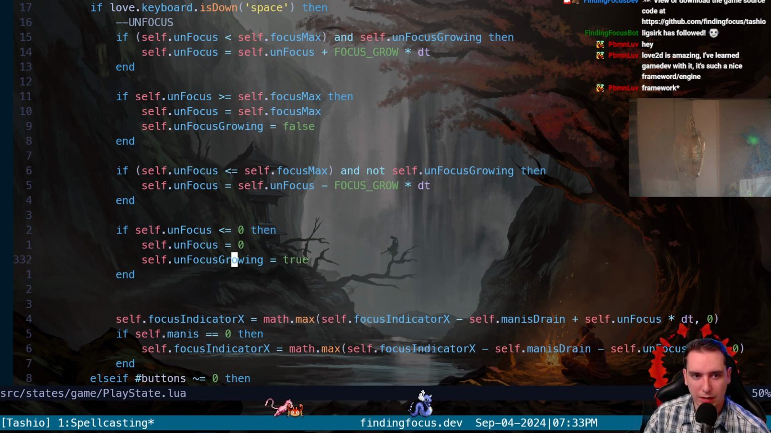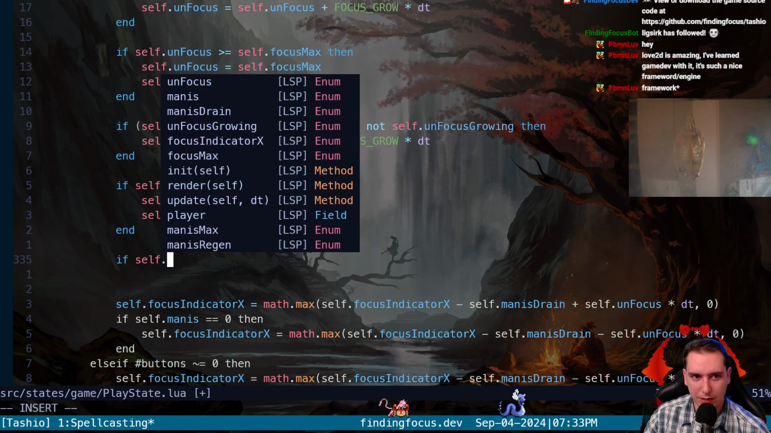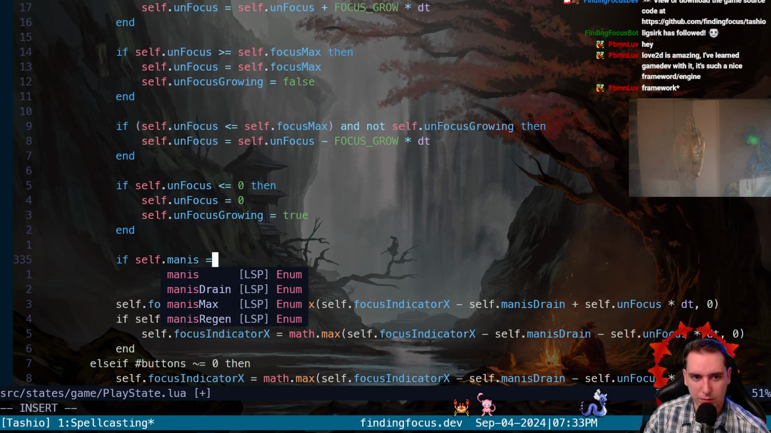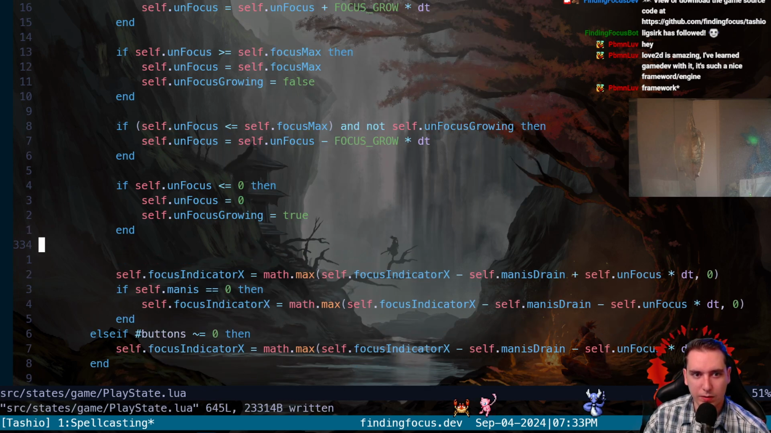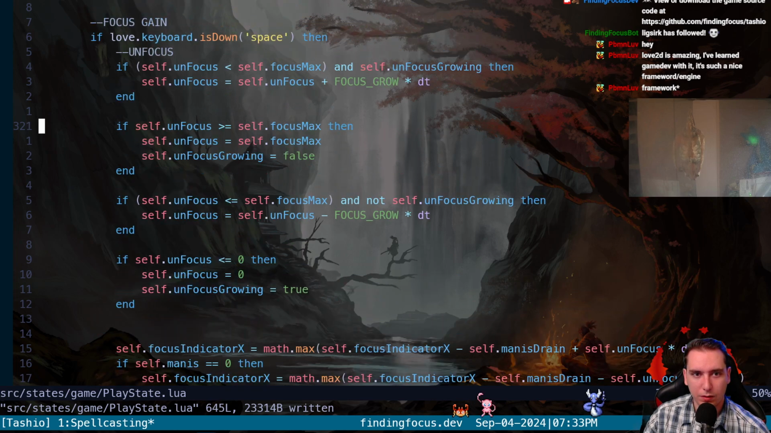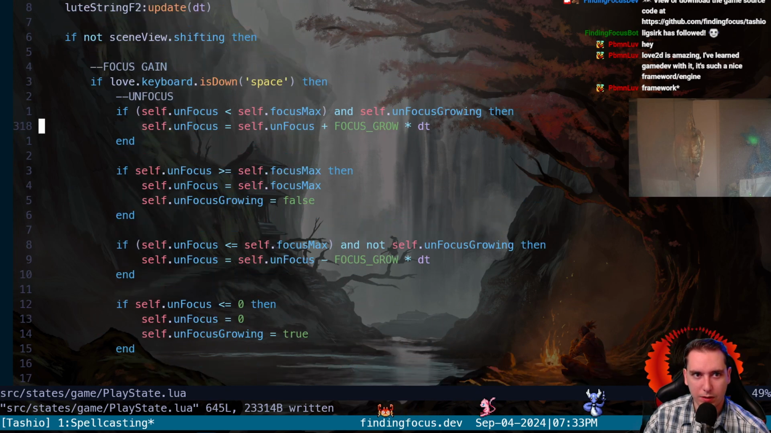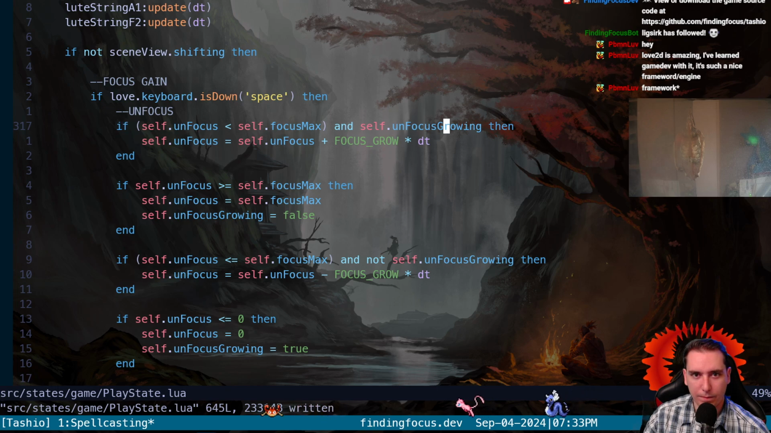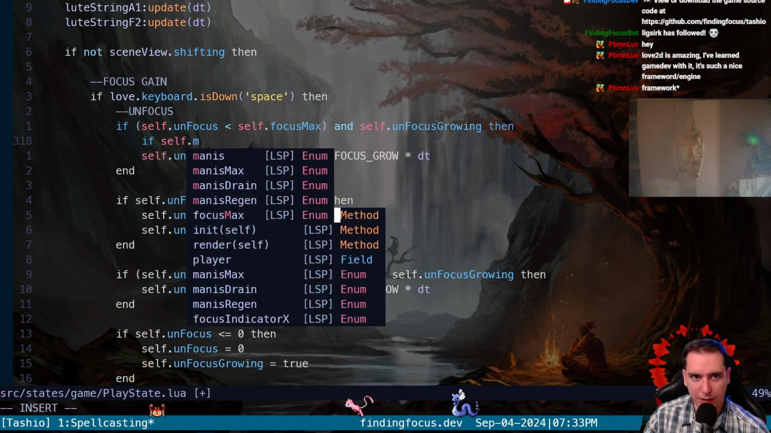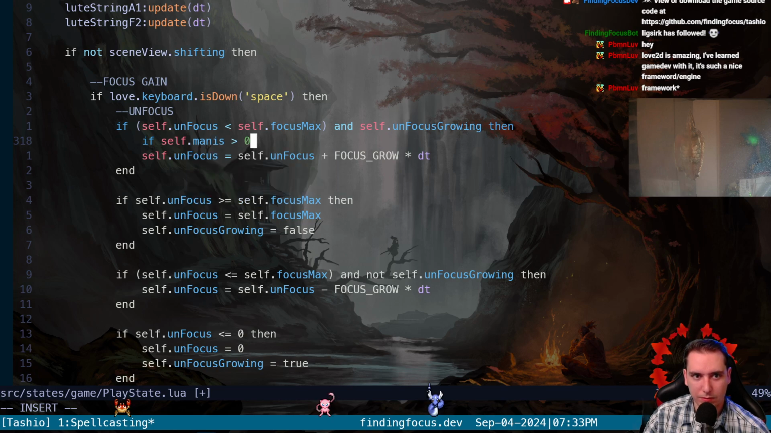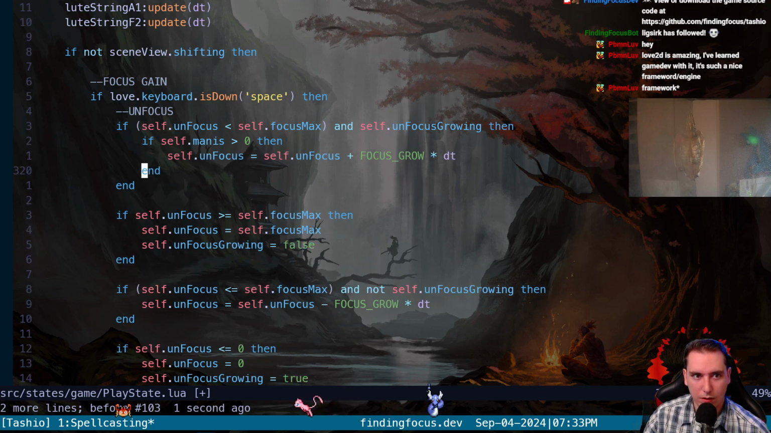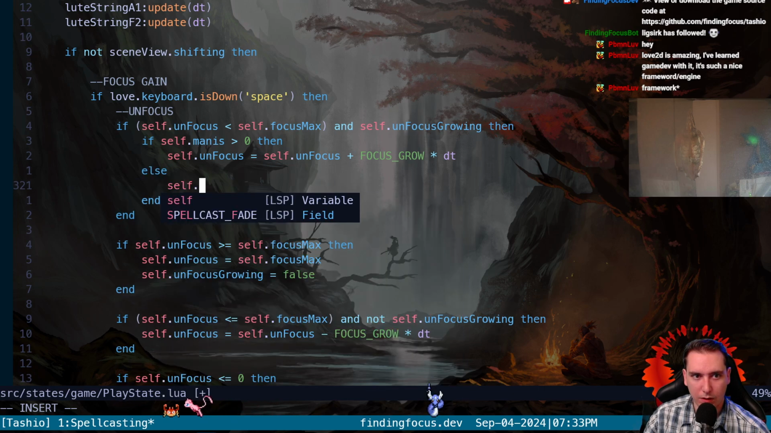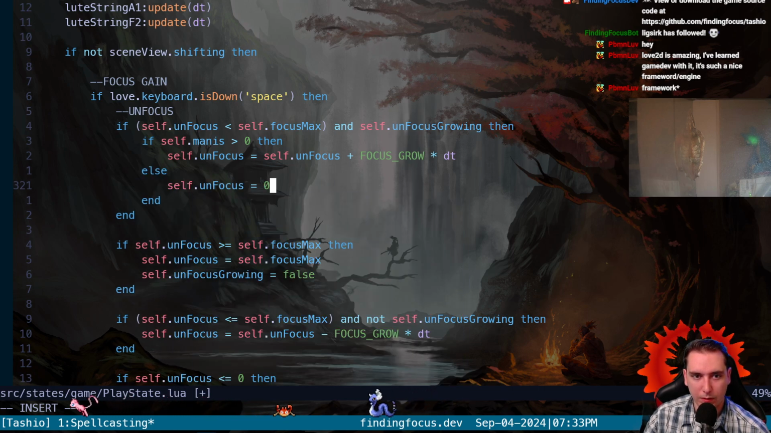So we could just say if self.manus is equal to 0, or for as long as manus is greater than 0, we would increment right here, which we are doing right here. We can say if self.manus is greater than 0, then go ahead and grow. And we can say else unfocus is just going to be equal to 0. Okay, let's see.